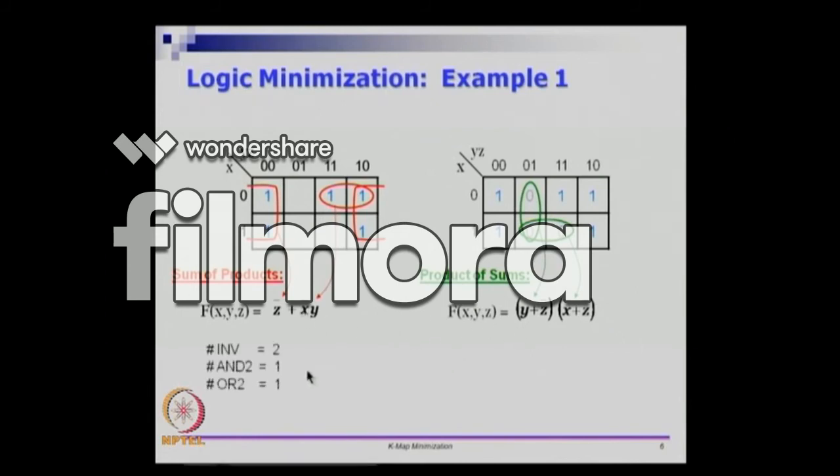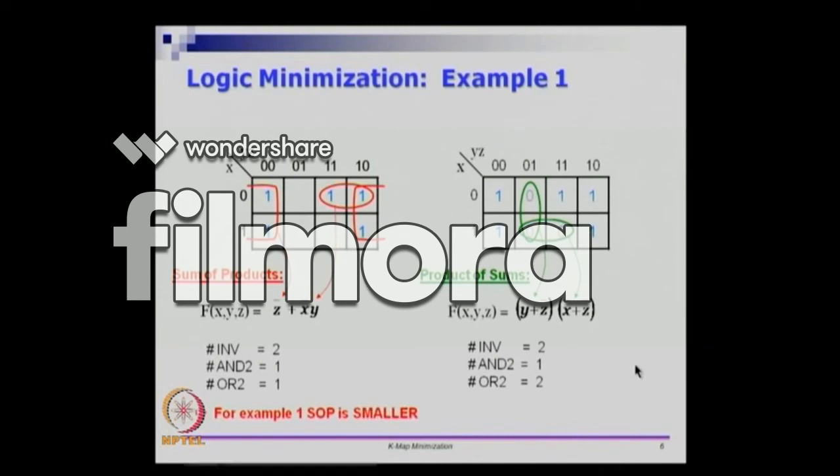In this example, if you want to implement this using gates, the z bar plus x bar y will require two inverters, because for z and x you need inverters. There is one AND gate here and one OR gate here. So we have two inverters, one AND and one OR gate. This 2 here implies it is a 2 input gate. If we do the product of sums, we need two inverters, one for z bar and one for x bar. We need one AND gate to do this product, but we need two input OR gates, one for this term and one for this term. So in this example, it looks like this one needs 4 gates and this one needs 5 gates.